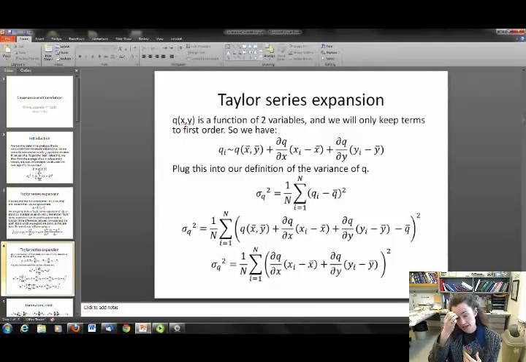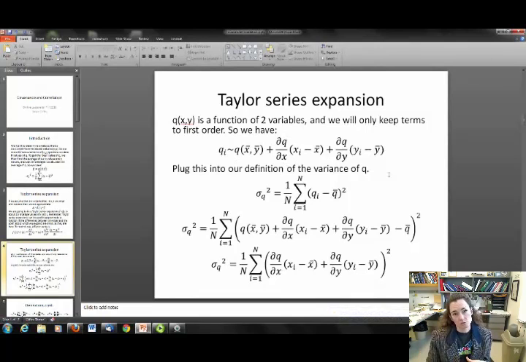In that case, then our values of qi could be approximated as our average value of q, which is q of x bar, y bar, plus our first derivative of q with respect to x, that's going to be a partial, times xi minus x bar, plus partial q with respect to y, times yi minus y bar. This is what we're going to use. This is our Taylor series expansion.